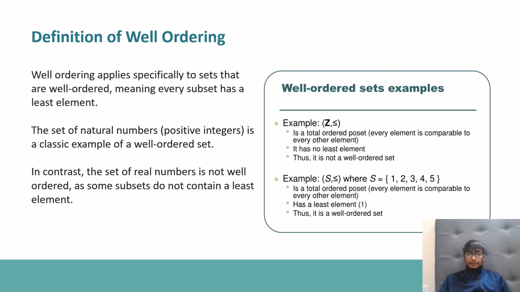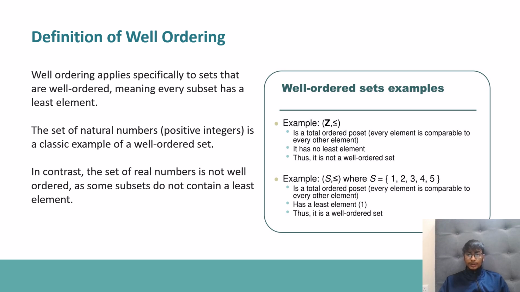Definition of well-ordering. Well-ordering applies specifically to sets that are well-ordered, meaning every subset has a least element. The set of natural numbers, positive integers, is a classic example of a well-ordered set. In contrast, the set of real numbers is not well-ordered, as some subsets do not contain a least number.